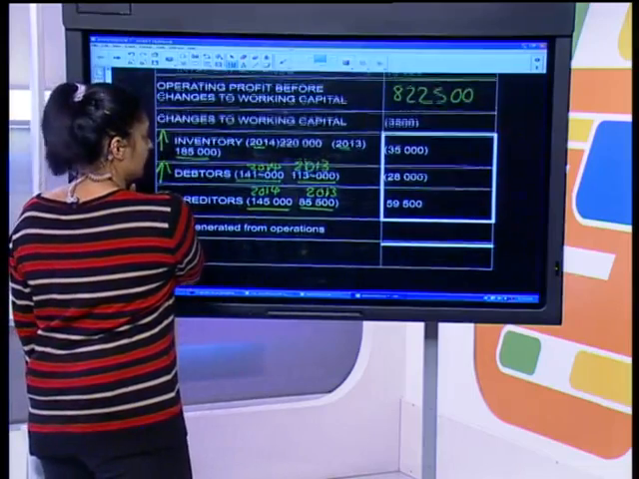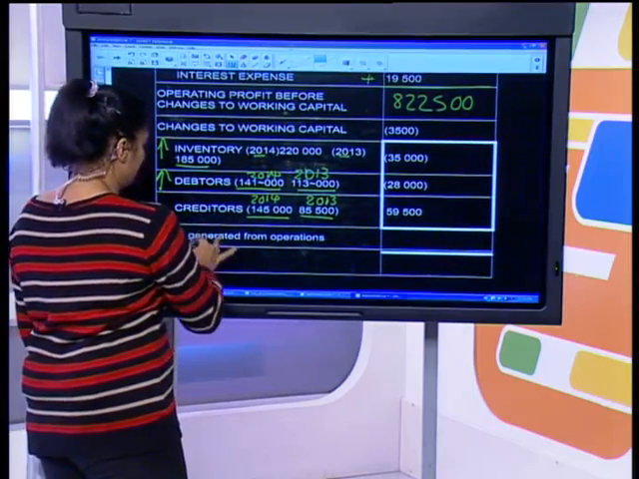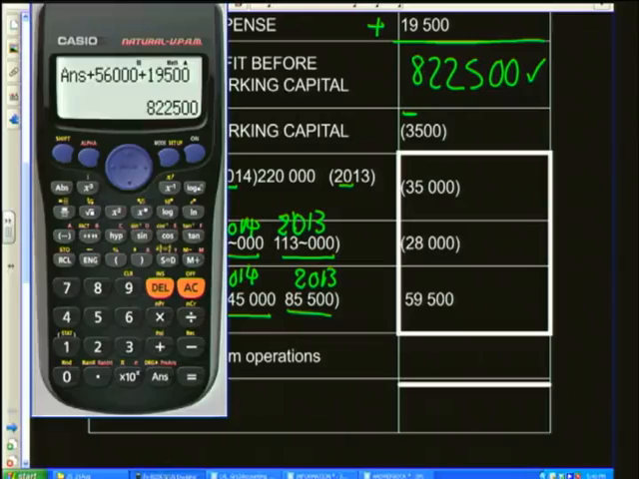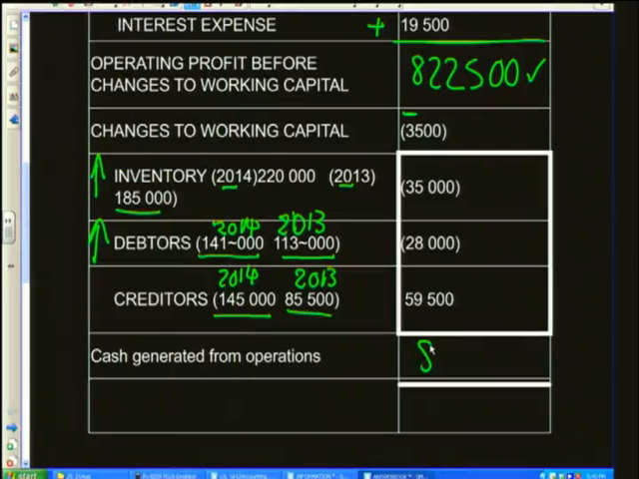Right, so at this stage, I've completed the note. Cash generated from operations would simply be my net profit before changes to working capital minus my changes to working capital, 3,500, which is obviously the sum of these three figures. So let's quickly do that. So minus 3,500, and that gives us 819,000.